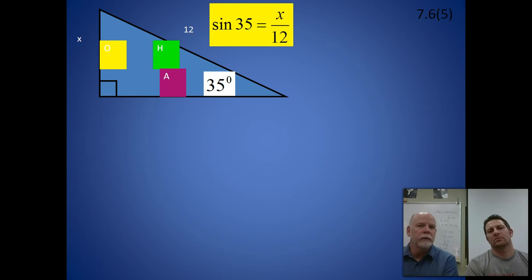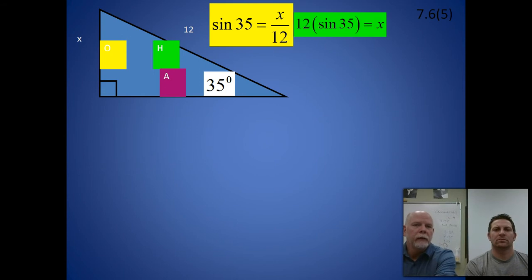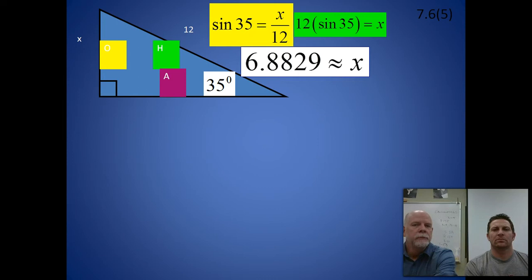And so we set up the equation looking at the sides that we know. Sine of 35, because that's the angle we're talking about. Sine of 35 is the opposite over the hypotenuse, so x over 12. And you need to know how to solve that equation algebraically. You would multiply both sides by 12, and that would be 12 times sine 35, and then plug that into your calculator, round it to the nearest 4 decimal places, so 6.8829 is the approximate value of x for that. All right. So that one's basically the same thing.